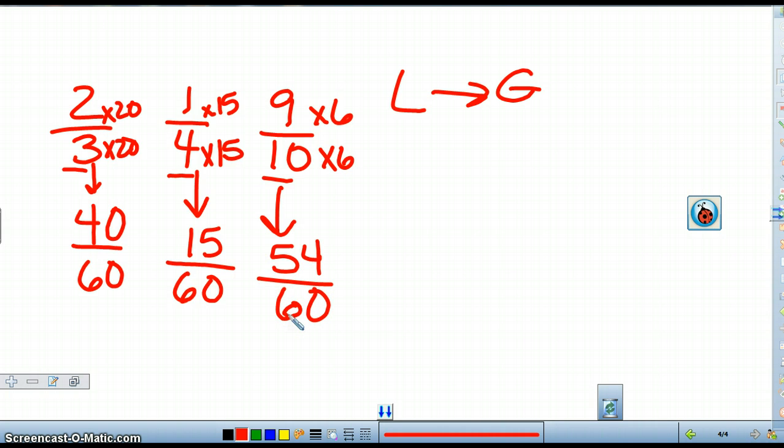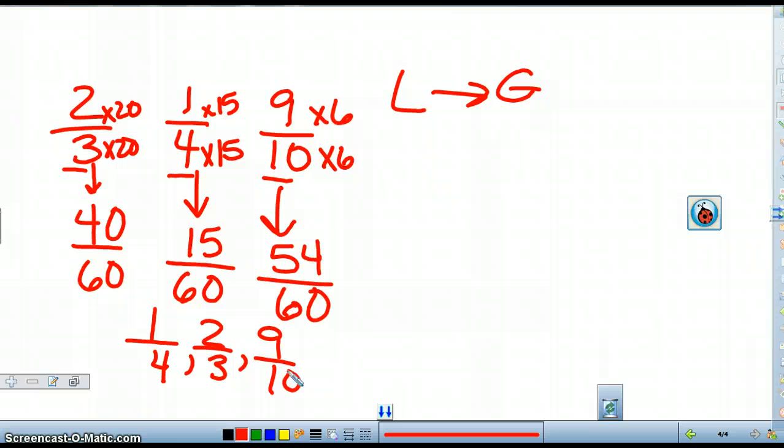Now, we can order our original fractions from least to greatest. Least would be 1/4. Then 2/3. Then 9/10. You need to order the original numbers you were given, not the new numbers you found. Use the new numbers that you found to determine if they're the least or the greatest. But when you order them, you still use the original numbers. That's why, guys, it's really important in this process to use neat work. Keep track and organized.